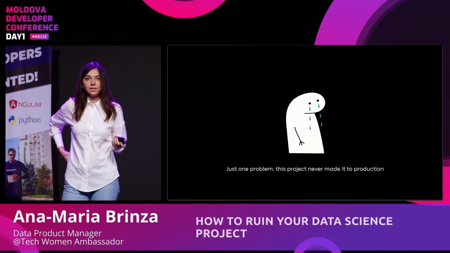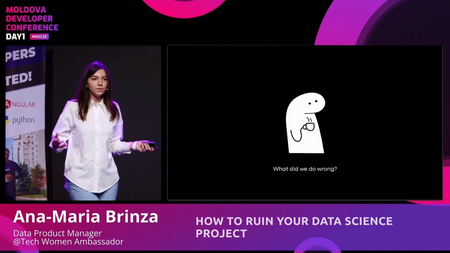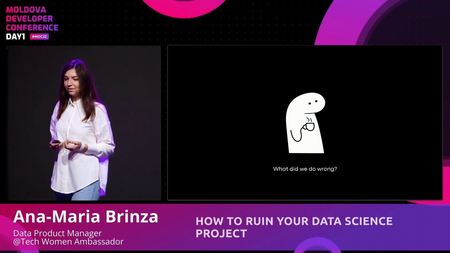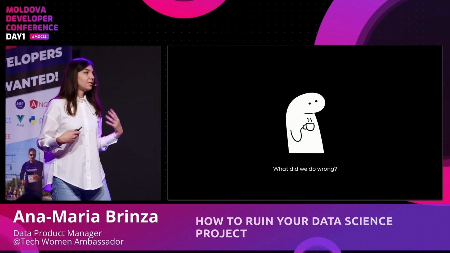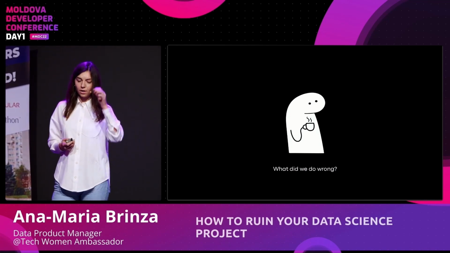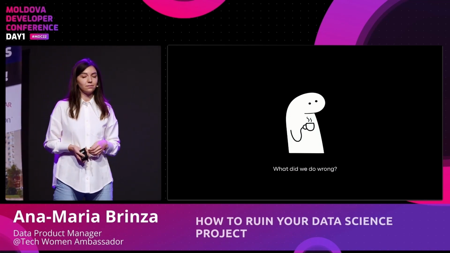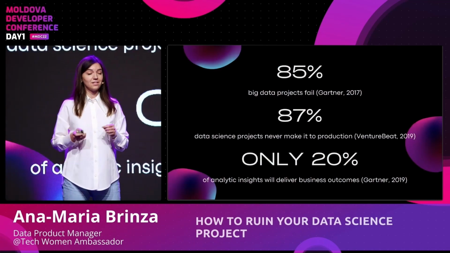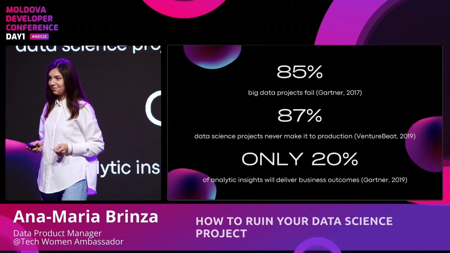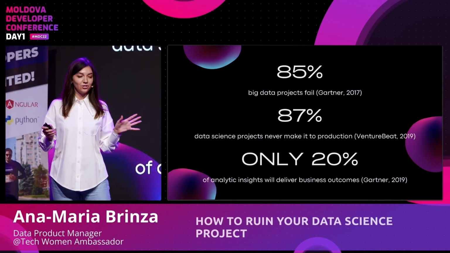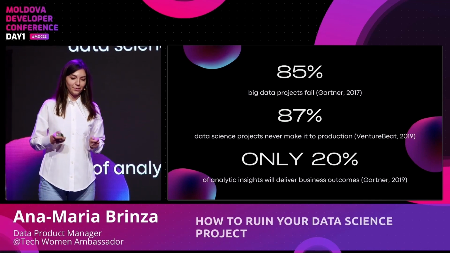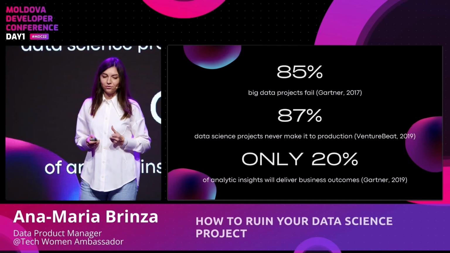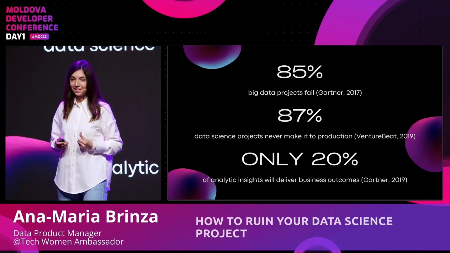And soon I started asking myself, okay, what did we do wrong? Why is this happening to us? And when I started to find out the root cause, the first thing I did for sure was Googling it. And what I found out is that most data science projects fail. There are researches done by Gartner, by VentureBeat, and the numbers are saying that more than 85% of data science projects fail.